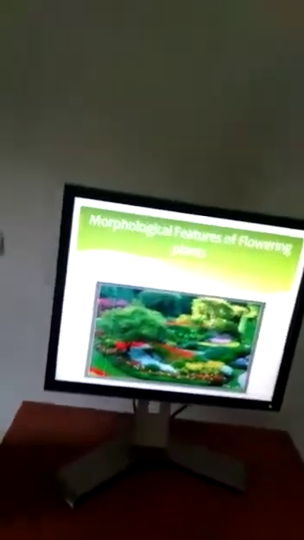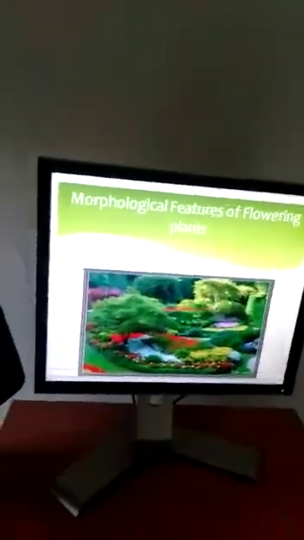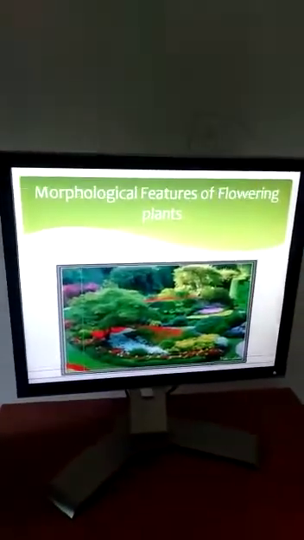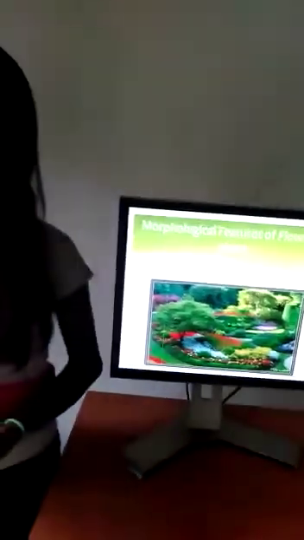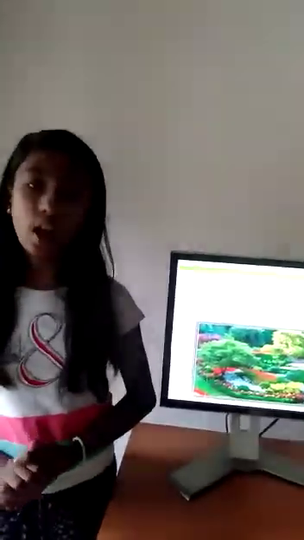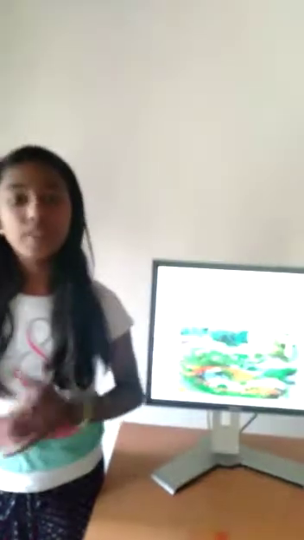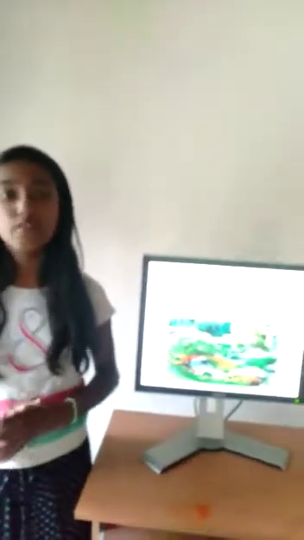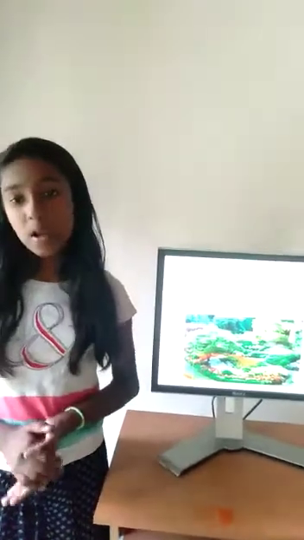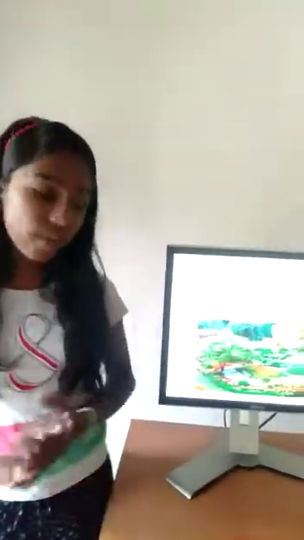My first subtopic is morphological features of flowering plants. Look at this picture. This is the picture of a garden. There are many plants in this garden, but some plants have flowers and some plants do not have flowers. Therefore, we can conclude there are two types of plants in our environment. They are flowering plants and non-flowering plants.